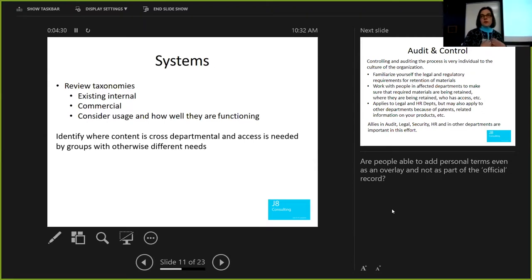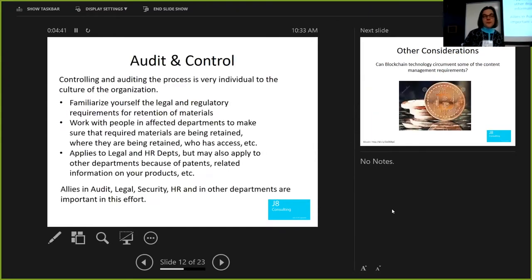People own their content. They say, this is mine, and no one else uses it, when that's not true. I mean, all of you use a vacation policy at your organizations, and none of you created it, I'm pretty sure. So audit and control: people like this, but almost no organization that I've worked with has got to this point in their content management strategy.